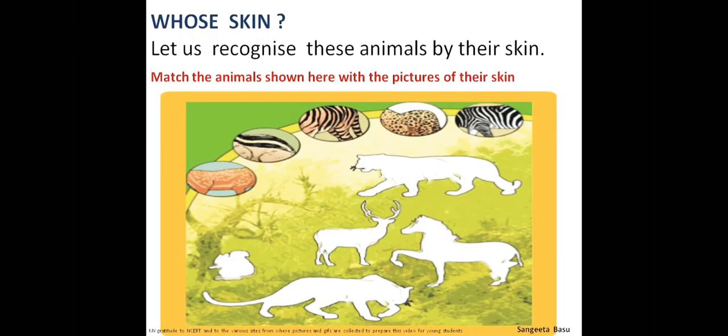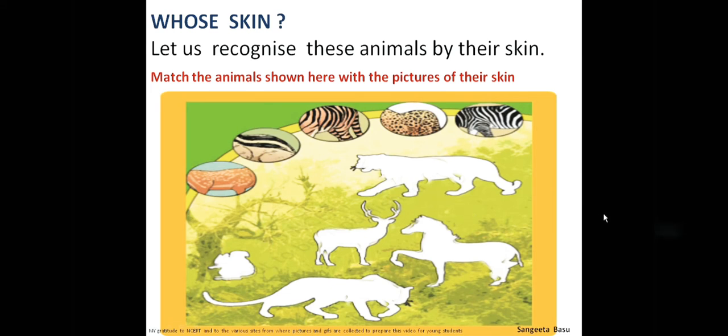Whose skin? This is an exercise from your textbook. Let us recognize these animals by their skin. Match the animals shown here with the pictures of their skin. Here you can see in the circle we have got 1, 2, 3, 4 and 5, five pictures where we have the patterns of the skin of animals, and here we have the traced pictures of the animals. We have to match them with this skin. The squirrel, the cheetah, the deer, the horse and the tiger.